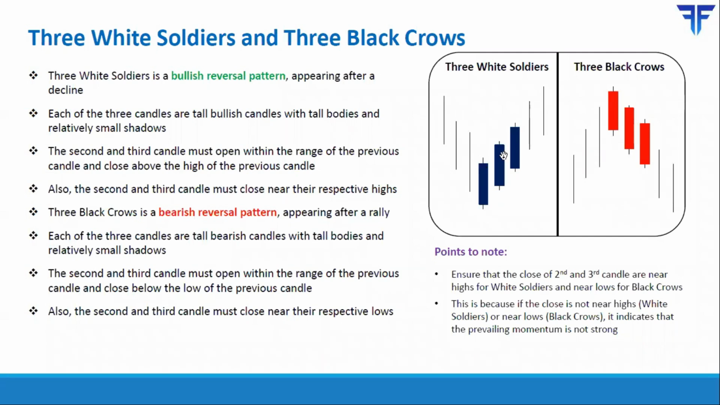Also, the closing of each candle should be near their respective candle high because that tells you that the buying pressure was sustained throughout each of these three candles. So if such a setup occurs, then it tells you that this pattern is quite powerful. Again, as I said, one of the biggest drawbacks of trading this pattern is that by the time the third candle is complete, a lot of the move is already underway. So you could miss out a substantial portion of the move.